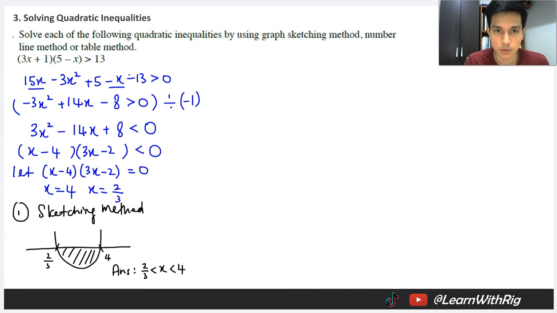Remember, you're using less than. Why? Because this is less than. It's not less than or equal to. So make sure you use less than.